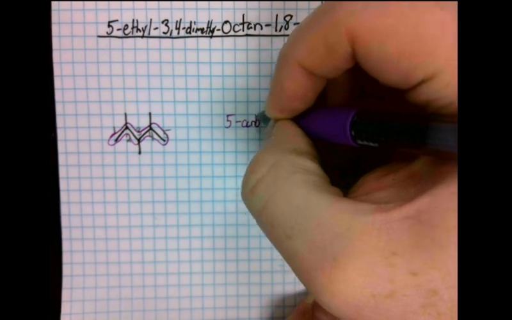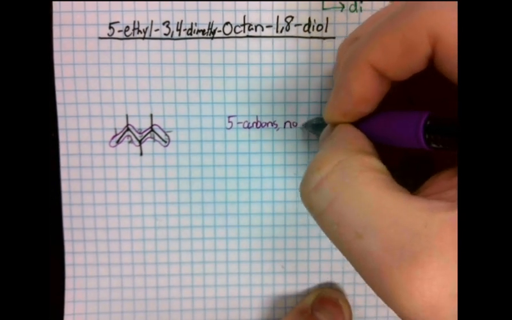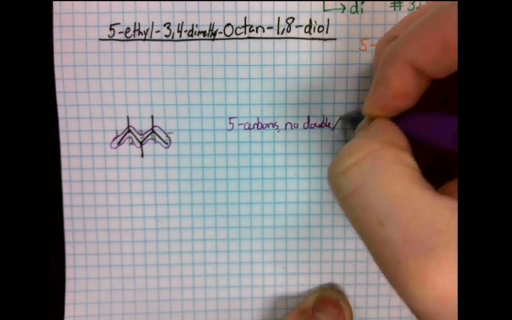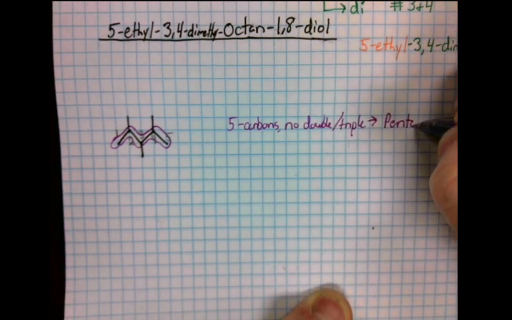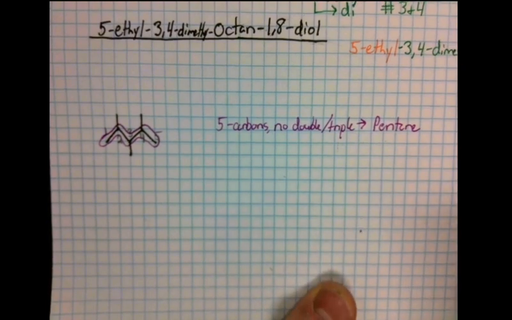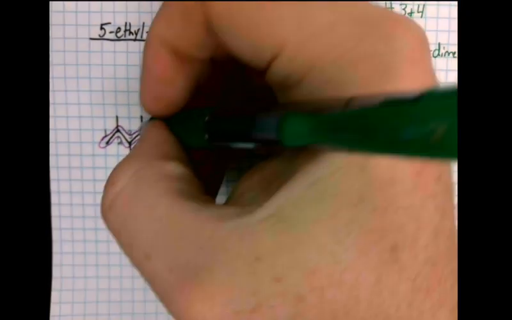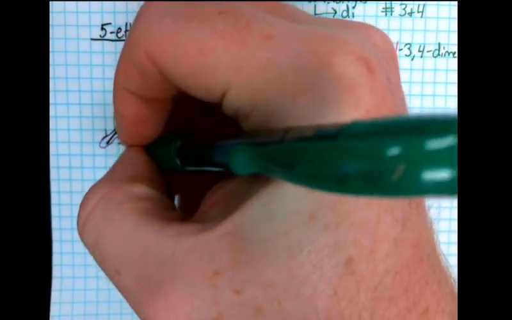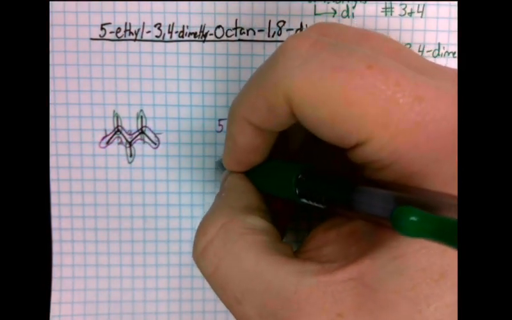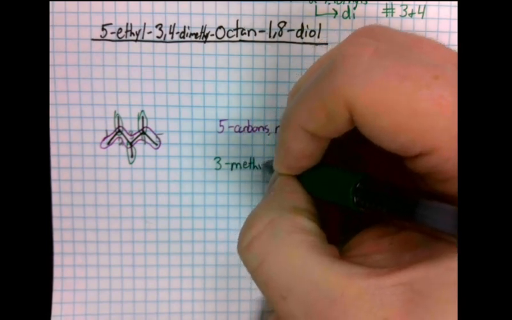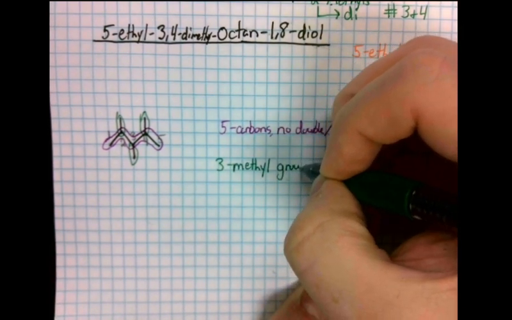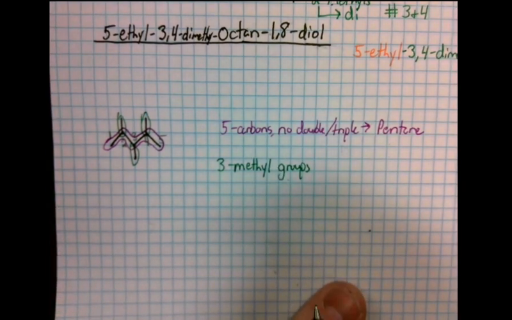5 carbons. No double or triple. That would be pentane. And then I've got 3 completely identical groups hanging off here. I've got this guy, and this guy. All 3 of them are methyl groups. Remember, methyl just means single carbon.